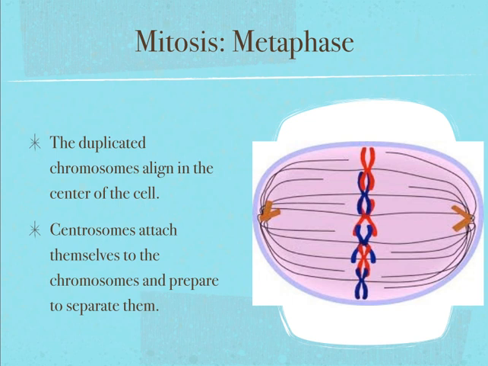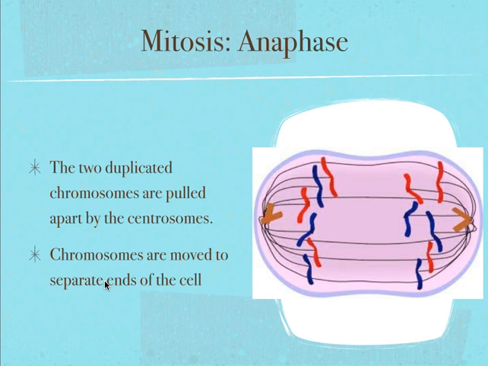Metaphase is when the duplicated chromosomes align themselves in the center of the cell, and these centrosomes, which I told you are going to come into play later, basically attach themselves to these chromosomes, prepared to separate these duplicated chromosomes. Little grappling hooks basically coming in and grabbing a hold of these chromosomes. And this sets us up for anaphase.